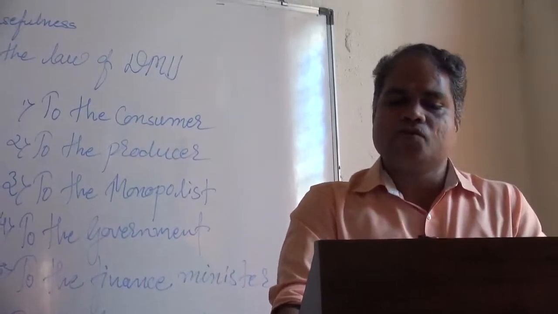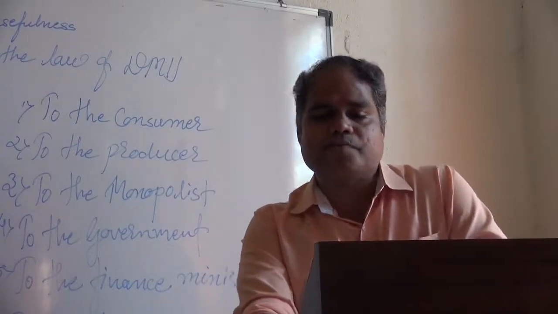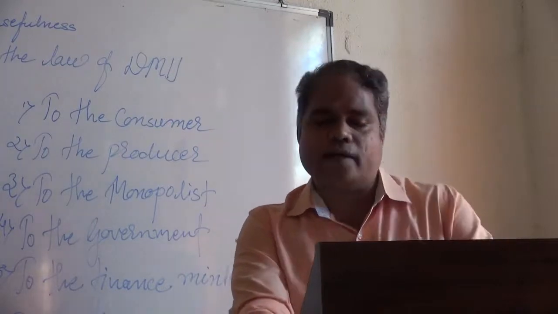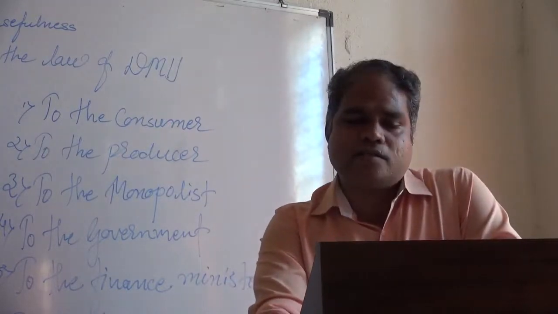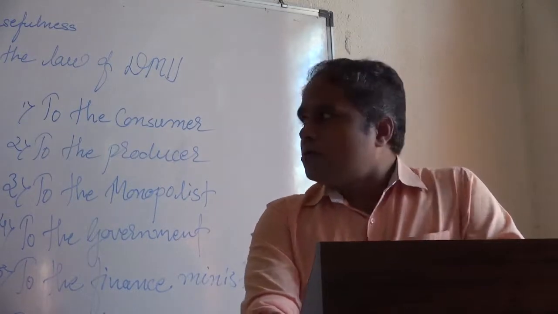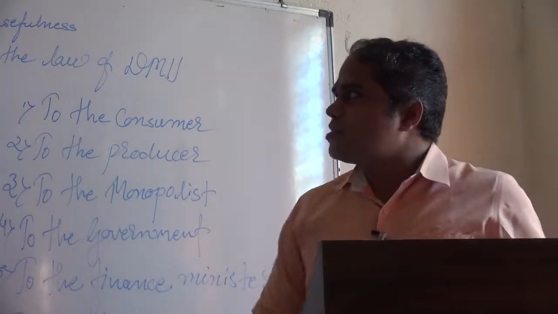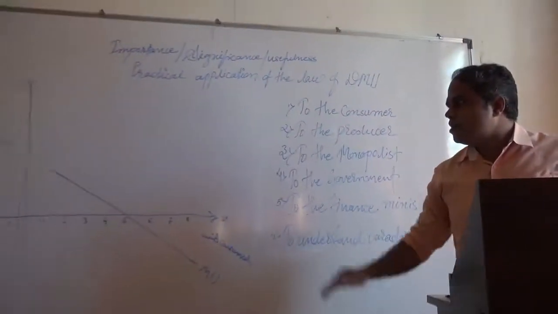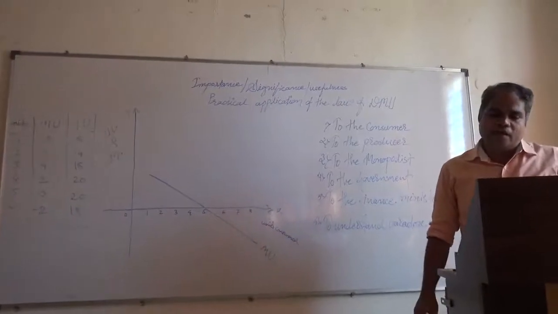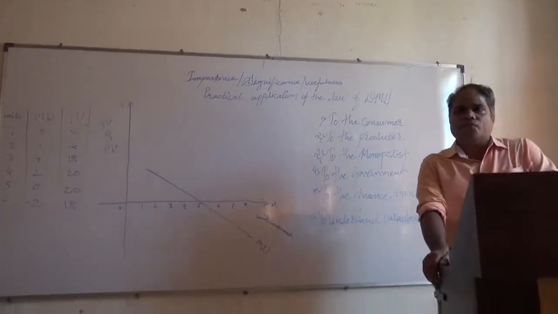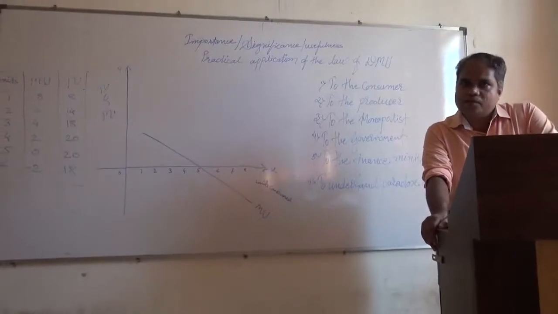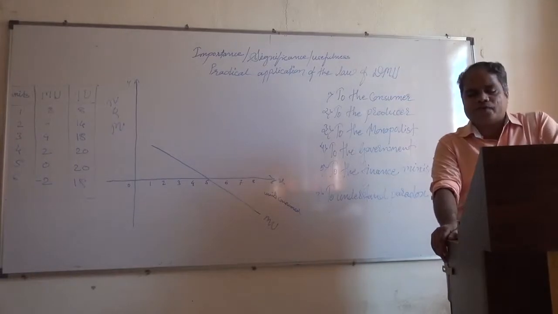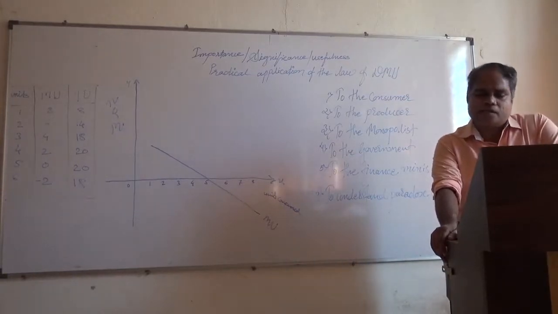So, this law is useful to the consumer because, as per the law of diminishing marginal utility, by consuming more and more units of a commodity, satisfaction starts diminishing. Already we discussed that with an increase in the stock of commodity consumed, its marginal utility goes on falling. So this law is helpful to the consumer because by consuming more and more units, satisfaction starts to decline.